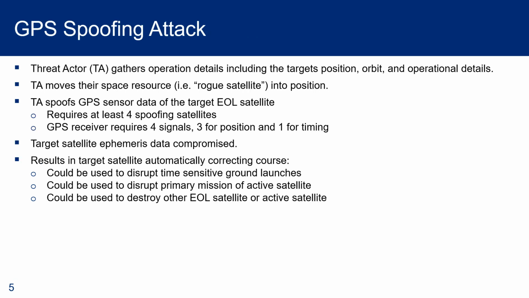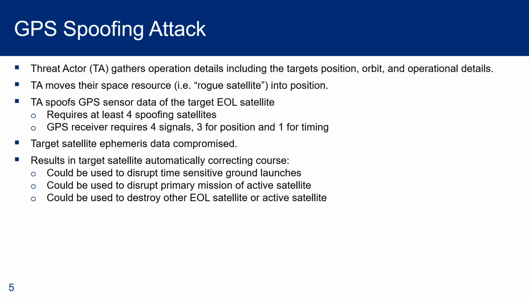The initial attack begins with a GPS spoofing attack. The threat actor needs to know where the satellite is and where it is predicted to be. Then they will need to ensure that the rogue satellites are in the correct position to spoof the GPS signal. As mentioned earlier, they will require several space assets, at least 4 for the GPS spoofing. This is because any GPS receiver requires at least that many signals to use GPS to find their position.